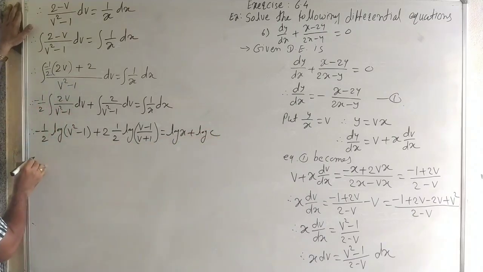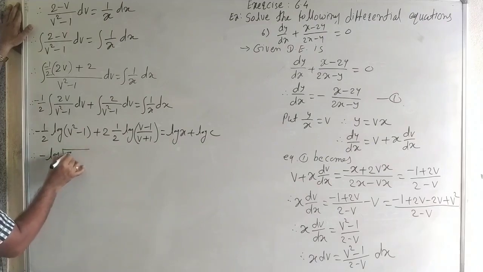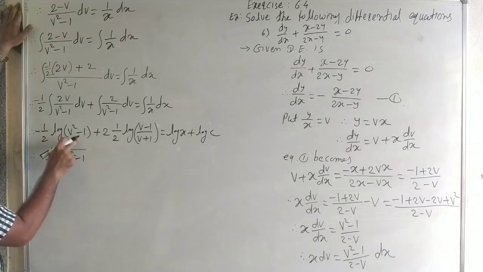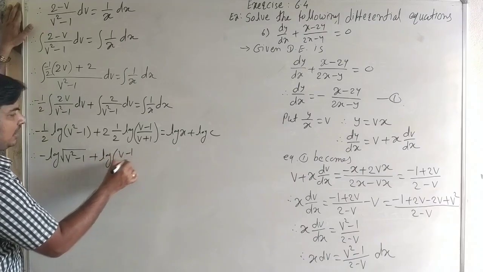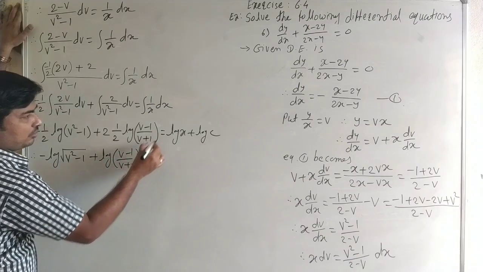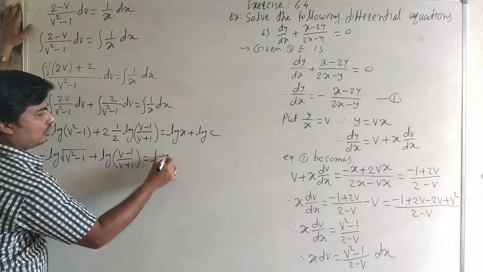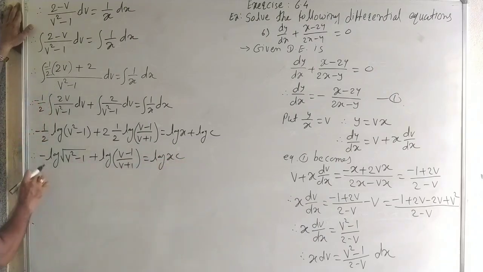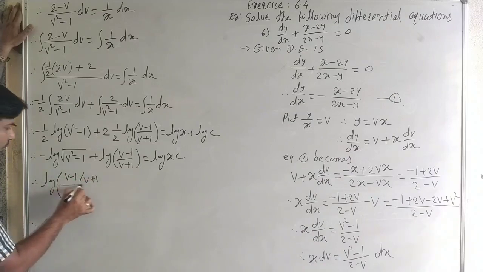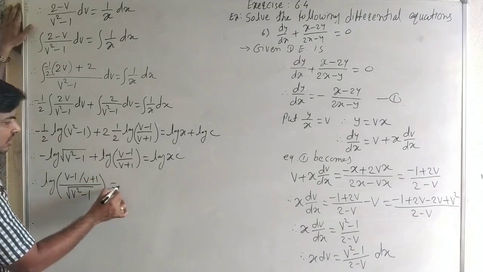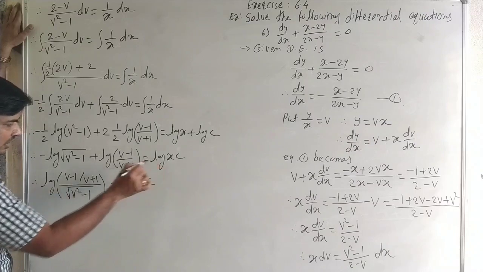Okay. Now here it is minus log of under root phi square minus 1. It is 1 by 2, take the power, that means under root, 2 gets cancelled. Log of phi minus 1 upon phi plus 1. And here we use the property of log: it is plus and it is minus. So here log of phi minus 1 upon phi plus 1 whole to the power 1 upon under root phi square minus 1 is equal to log of x into c. Removing log on both sides.